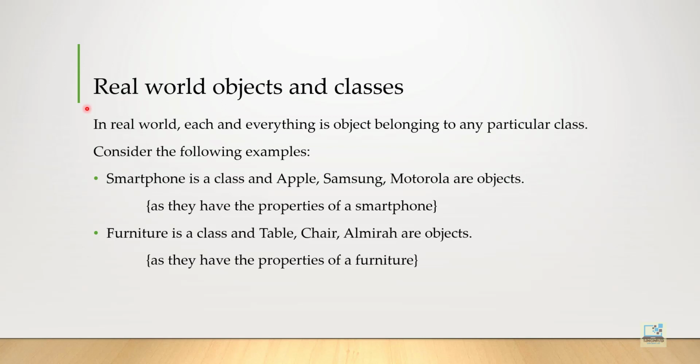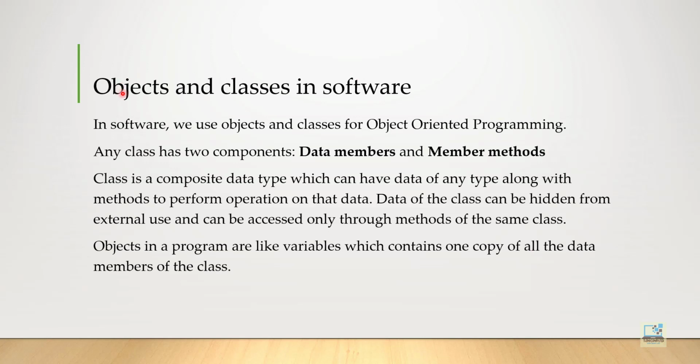Now let us discuss about real world objects and classes. In real world, each and everything is object belonging to any particular class. Consider the following examples. Smartphone is a class and Apple, Samsung, Motorola are objects as they have the properties of a smartphone. Similarly, furniture is a class and table, chair, almirah are objects as they have the properties of a furniture.